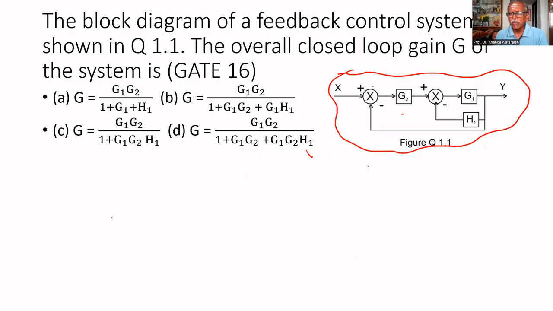So here we have to note down the nodes. This is one node. This is another node. This is the third node. This is the fourth node. Node 1, node 2, node 3, node 4, node 5, and origin, one more node. That's all. Now we can write the Mason's gain formula.